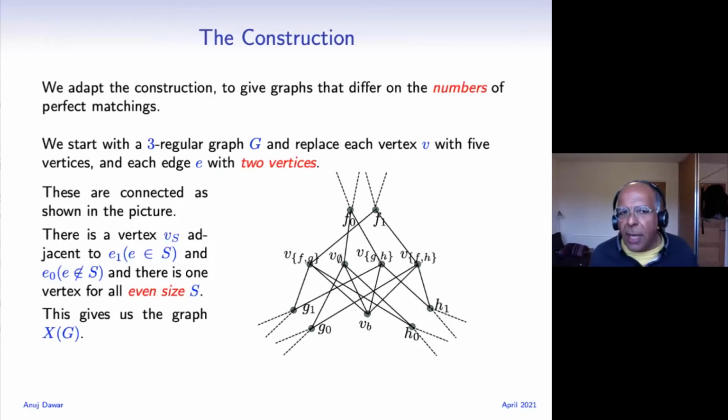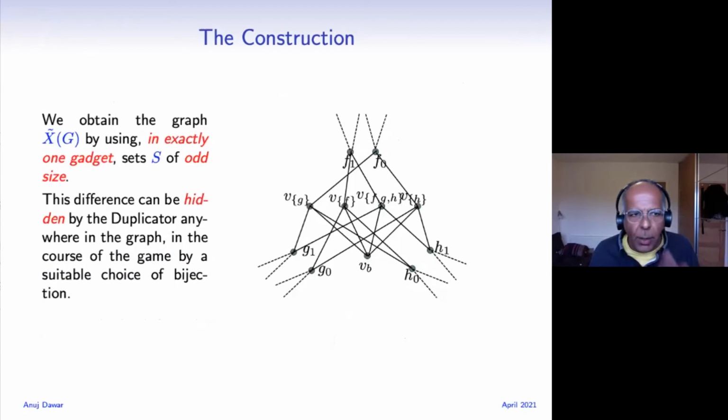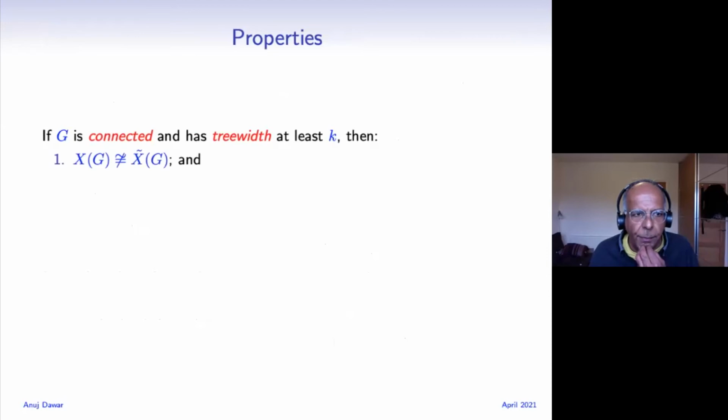So the Cai-Fürer-Immerman construction gives a way of constructing pairs of graphs which are indistinguishable with k-dimensional Weisfeiler-Leman. We have to adapt the construction to be able to show that the number of perfect matchings is different in the graphs. Okay, and the main adaptation is including this balanced vertex. We show it doesn't change the other properties of the graph. Okay, let me skip over this bit of the construction.